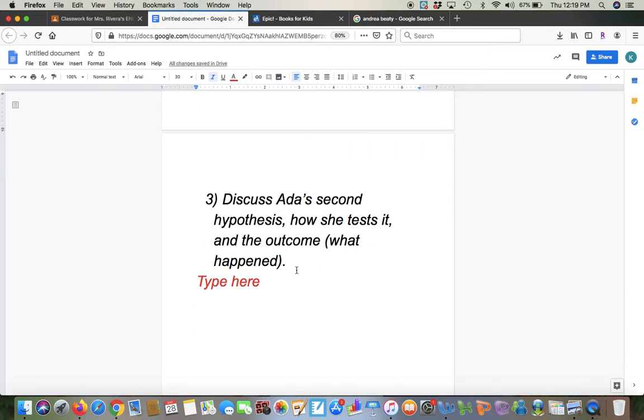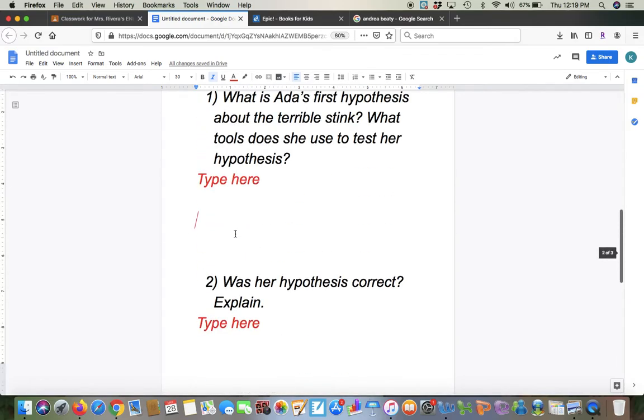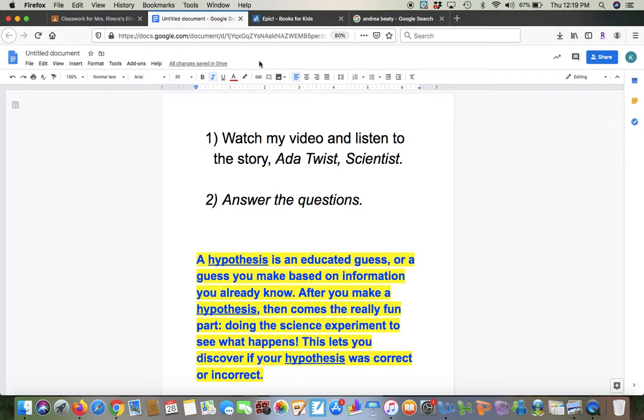she's going to make a second hypothesis or guess in the story. And you have to discuss it. Tell how she tested it, what her hypothesis was, and the outcome. What happened? Did her second hypothesis make a change or do anything? Did it do anything differently than the first hypothesis? So those are the questions that I want you to think about while you read the story so you can answer the questions. Okay?